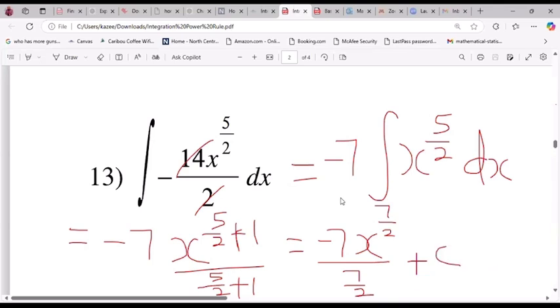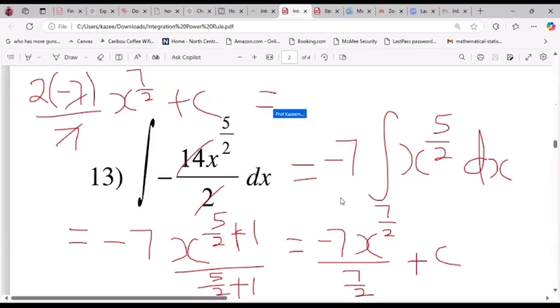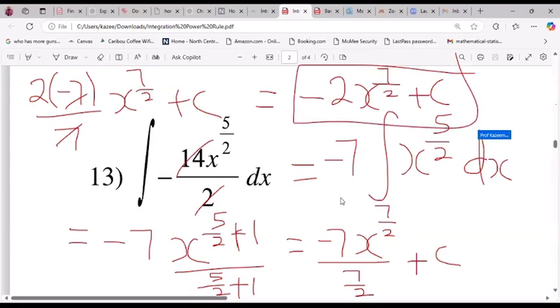So what you're gonna do right now is actually to simplify. I can write that as 2 into negative 7, divided by 7, x to the power 7 over 2 plus c. So when I have that, it is gonna cancel. I'm only gonna have negative 2 x to the power 7 over 2 plus c. Which is gonna be the final answer to that.